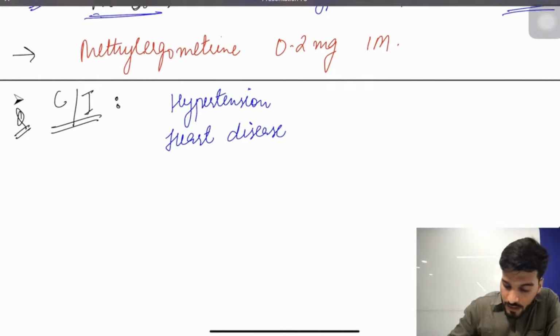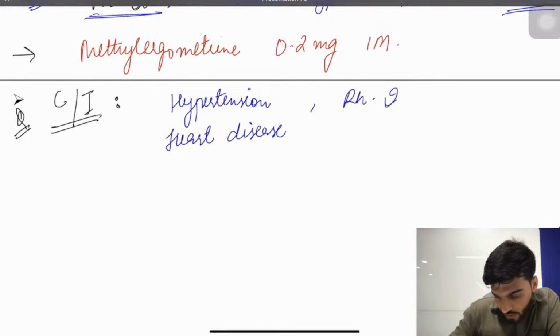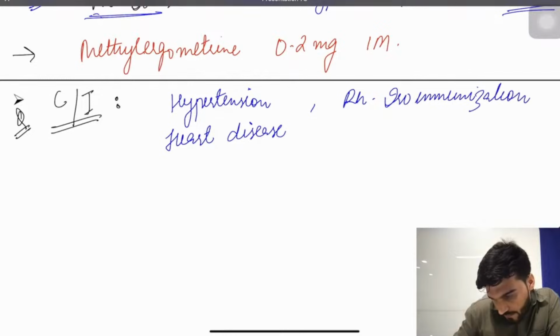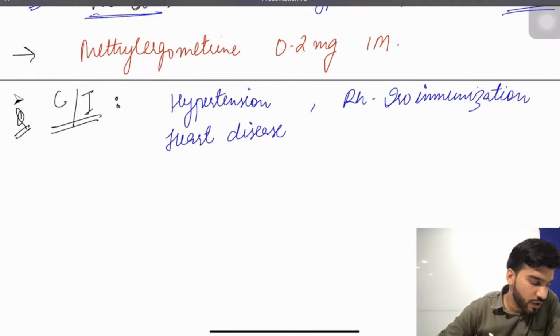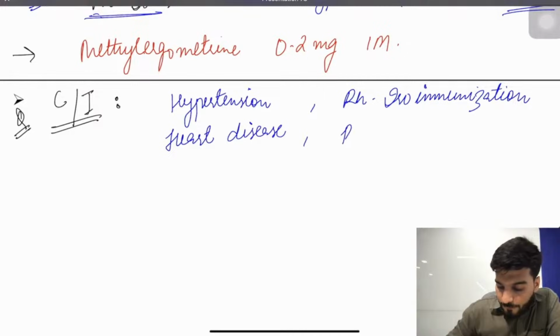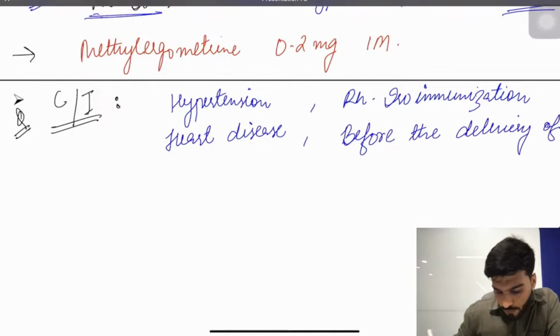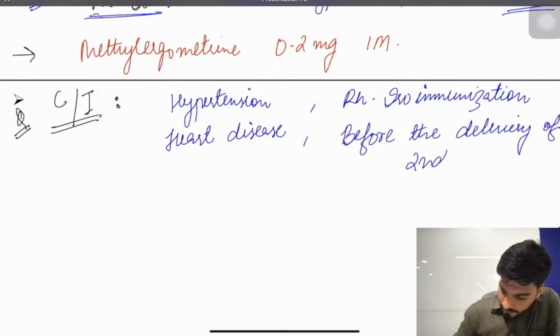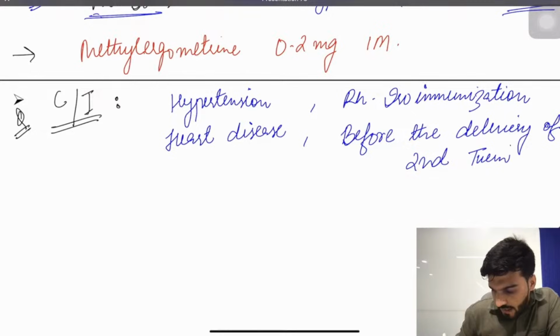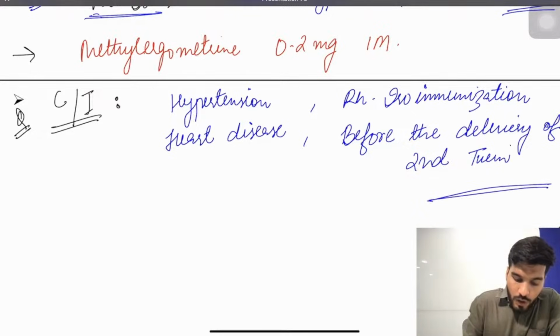Patients with RH isoimmunization or RH incompatibility, an RH negative pregnancy, again the drug is contraindicated. Also it is contraindicated before the delivery of the second twin. Is that clear? These are the contraindications of the drug methyl ergometrine.